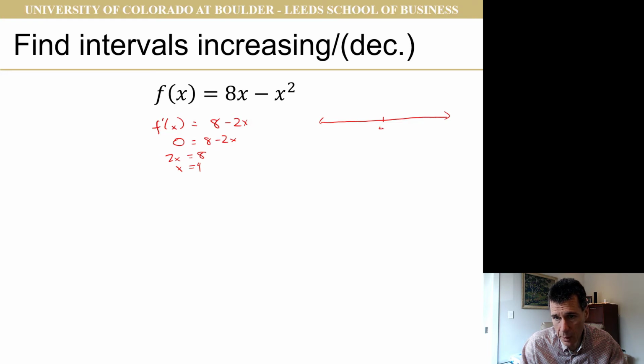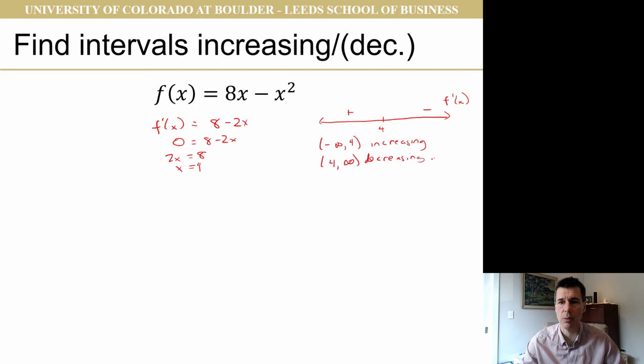Put in 4. If I put in a very, very large positive number, then 8 minus 2x is negative, so the first derivative is negative. We'll put a little f prime of x here. And if we put in a very, very large negative number, this is positive. So our function is increasing. Negative infinity to 4 is increasing. And 4 to infinity, it's decreasing. Okay, so that was relatively straightforward.